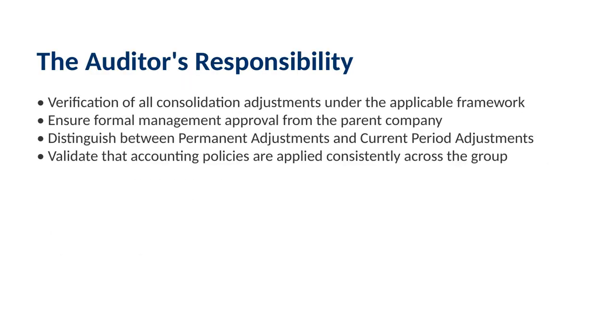As an auditor, your primary responsibility here is verification. You must ensure that all these adjustments required by the applicable framework have been correctly made and, crucially, that they have been formally approved by the parent company's management. Keep in mind that consolidation leads to two types of adjustments, permanent ones and those specific to the current period. Master these distinctions, and you'll have a strong grip on group audit requirements.